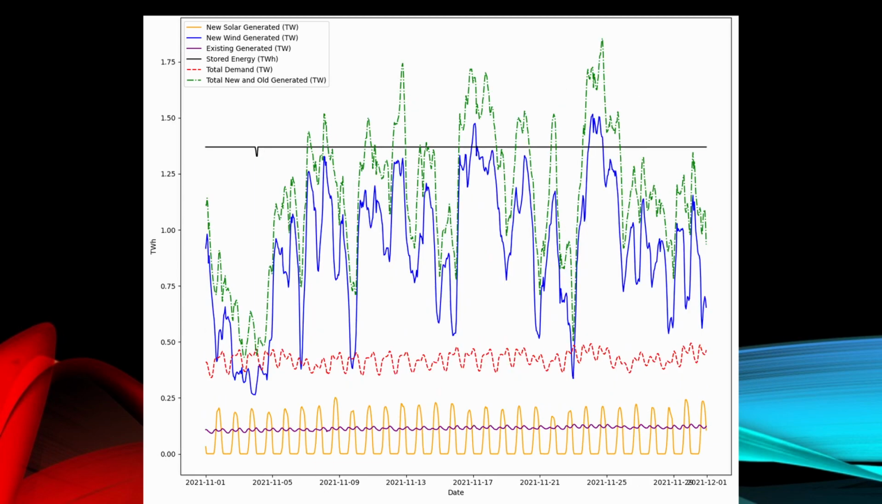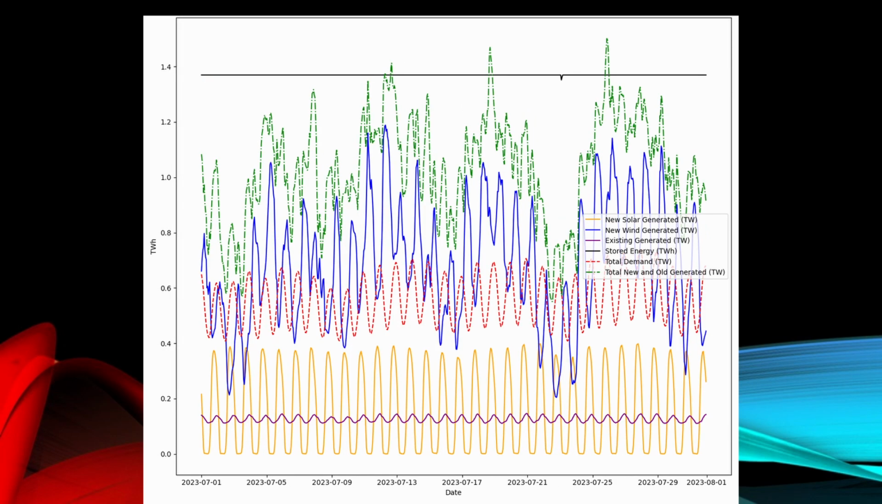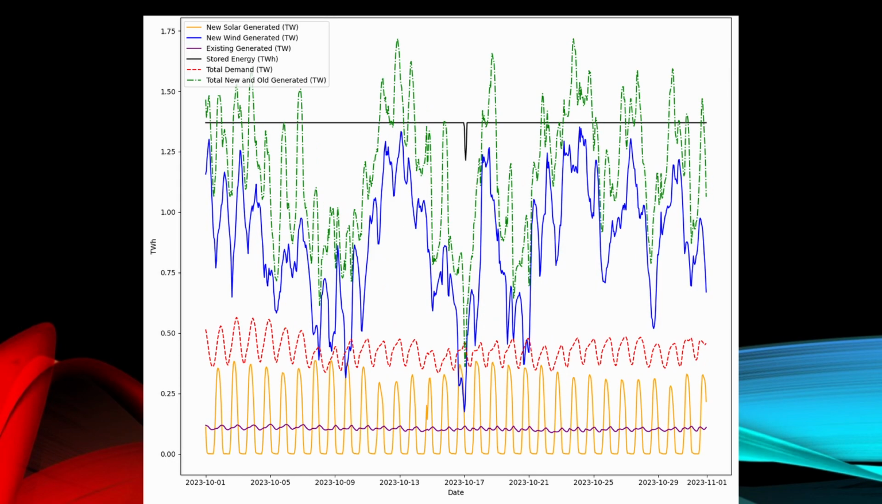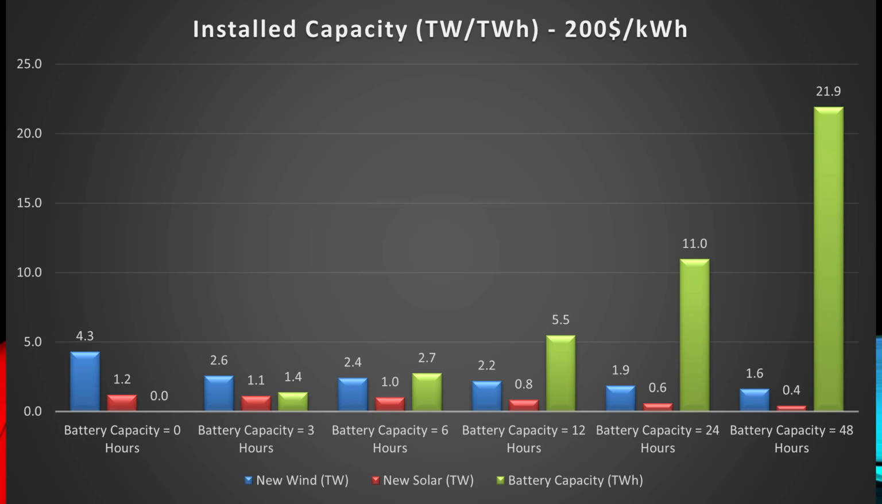Now, obviously, with the paper that I showed, there's a whole bunch of other systems that are integrated to help bring down the total renewables required. But overall, a mix of solar and wind and battery storage and long line transmission can achieve the renewable outputs that are required. So when battery cost is at $200 per kilowatt hour, we can see that with 0 battery capacity, we need about 4.3 terawatts of installed wind capacity and 1.2 of solar.